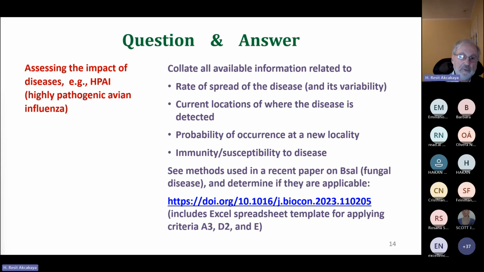Now, if you have this type of information, please see the methods that we used in a recent paper on a fungal disease that's affecting salamanders in Europe, and see if you think that same methods may be applicable. This paper, the supplementary material, includes an Excel spreadsheet template for applying criteria A3, D2, and criterion E to the type of information that I listed above. Again, it may not be applicable to all cases, but it's worth a check.